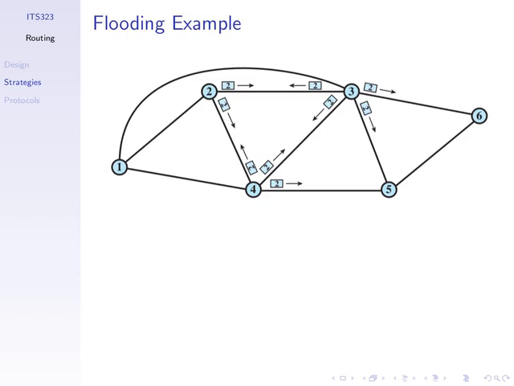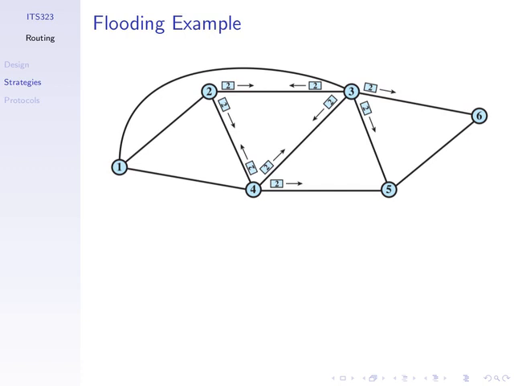They send to their neighbours, except who they receive from. So 4 is going to send a copy of that packet with the same sequence number. All copies have the sequence number 1. It will send a packet to 2, to 5, and also to 3. That's these 3 packets, all with sequence number 1.